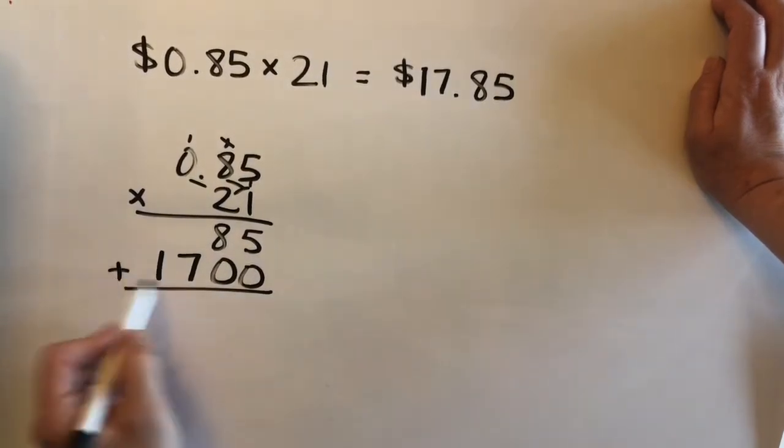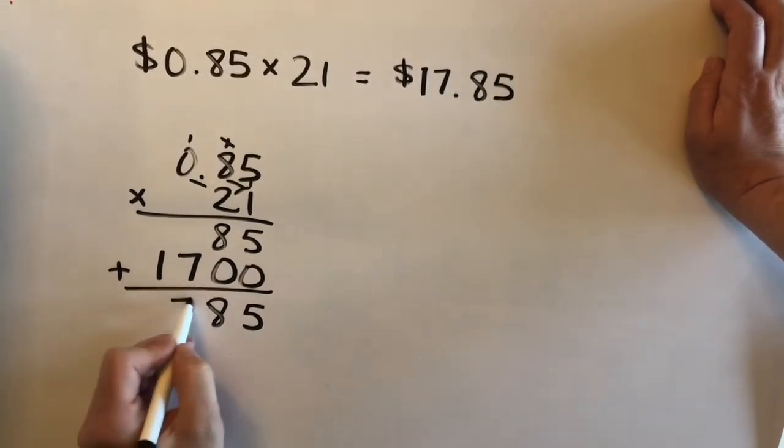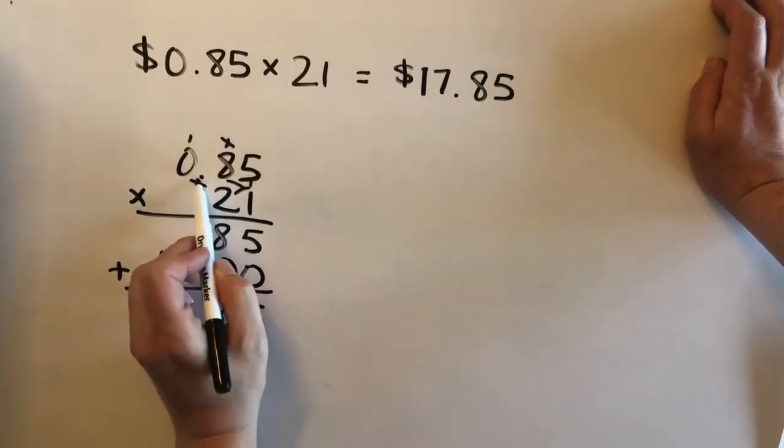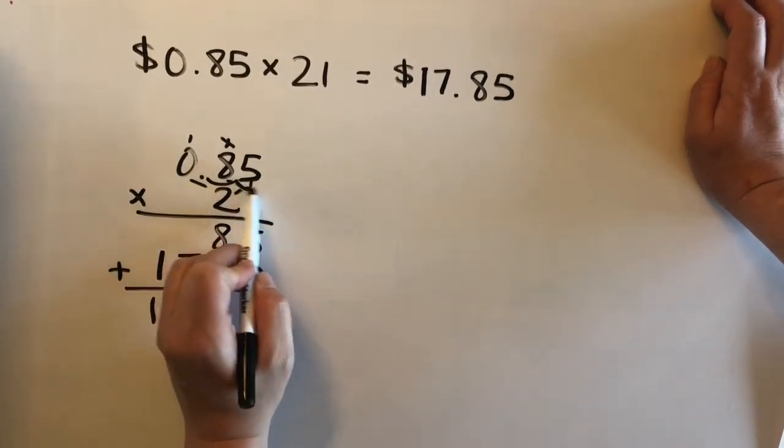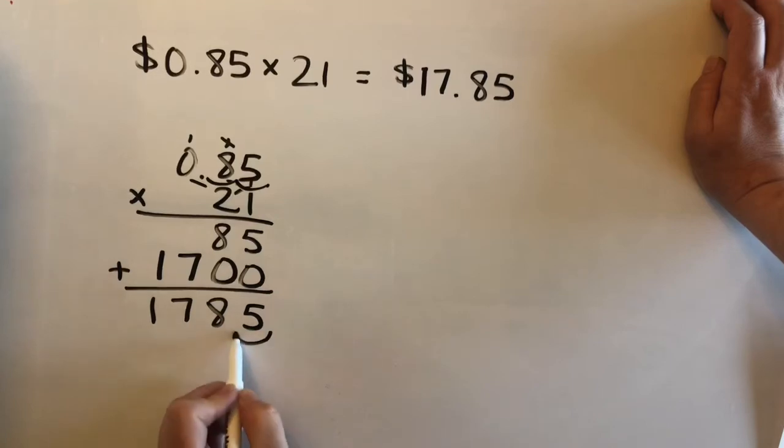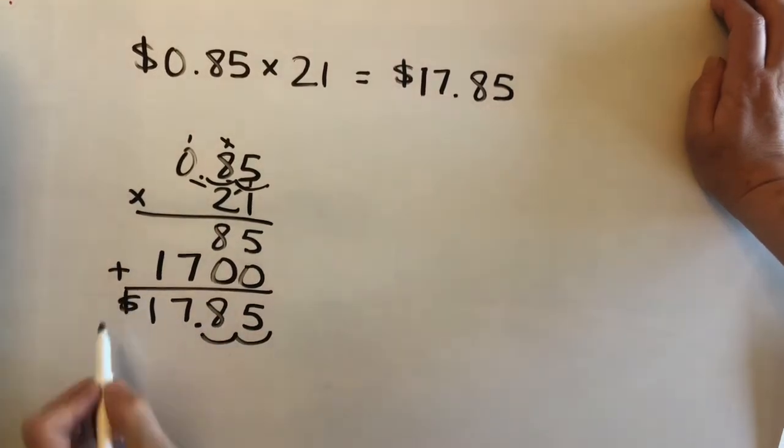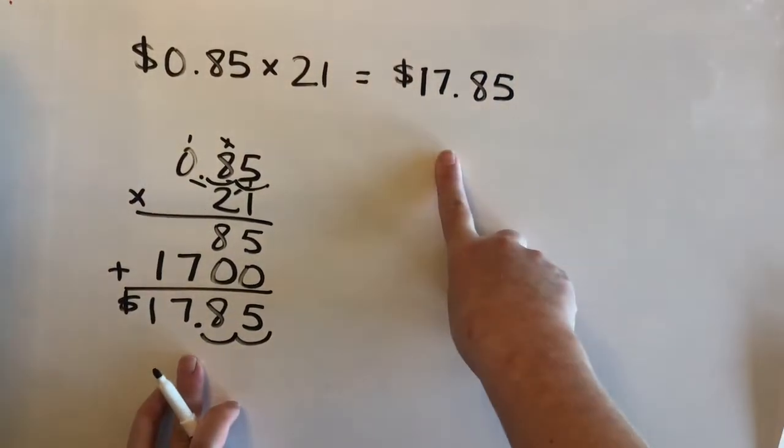Now I add them up, and then I look for the number of decimal placeholders I have. I have 1, 2. So again, 1, 2, and my answer should be $17.85.